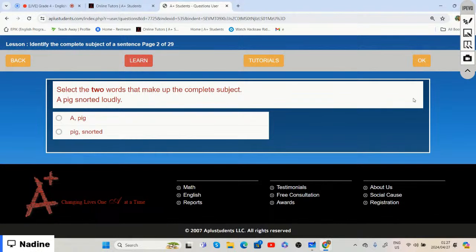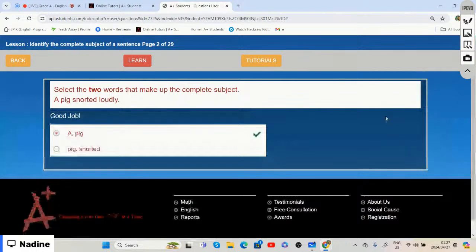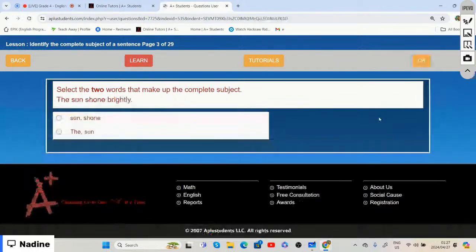All right, so if we were to select the two words, we would say a pig. So a pig, right? That is our subject. Because remember, snorted is a verb. It's the action that the pig does, right?